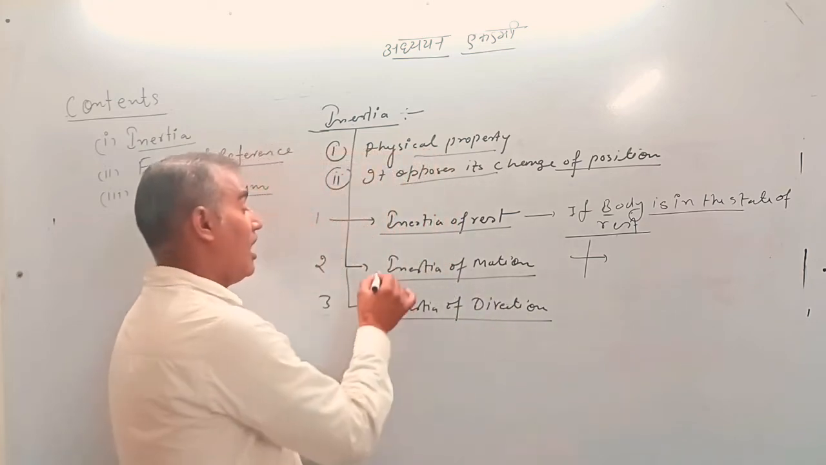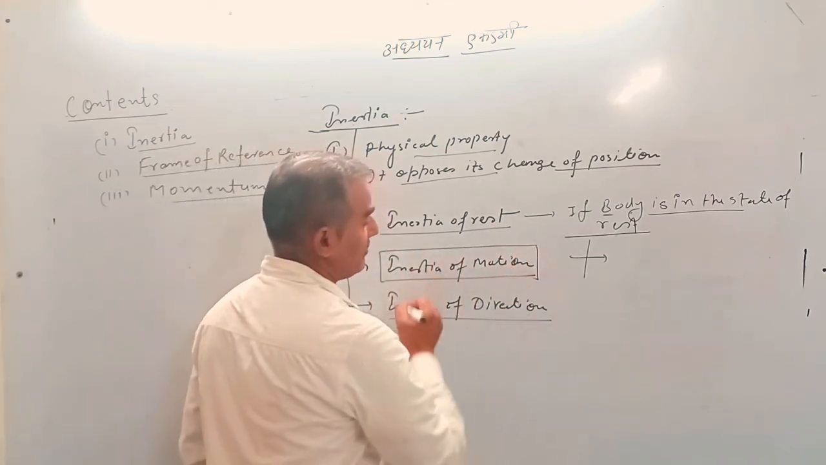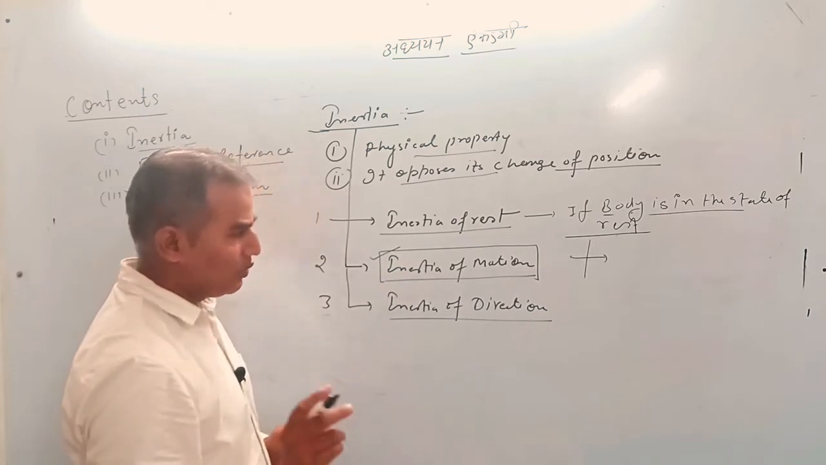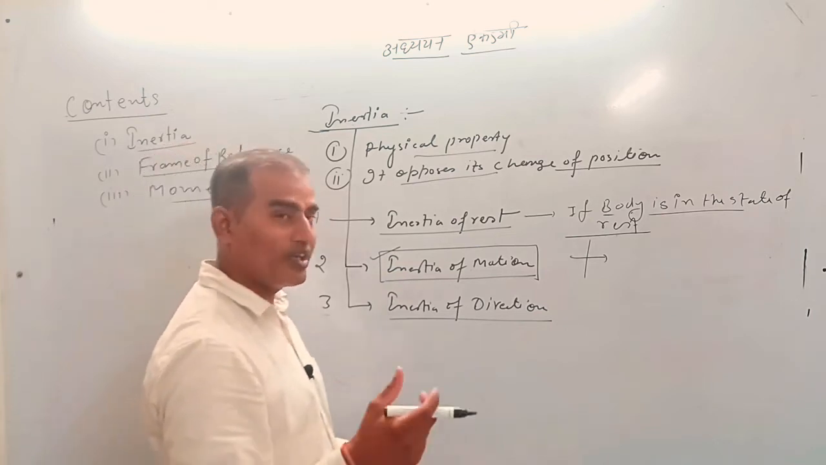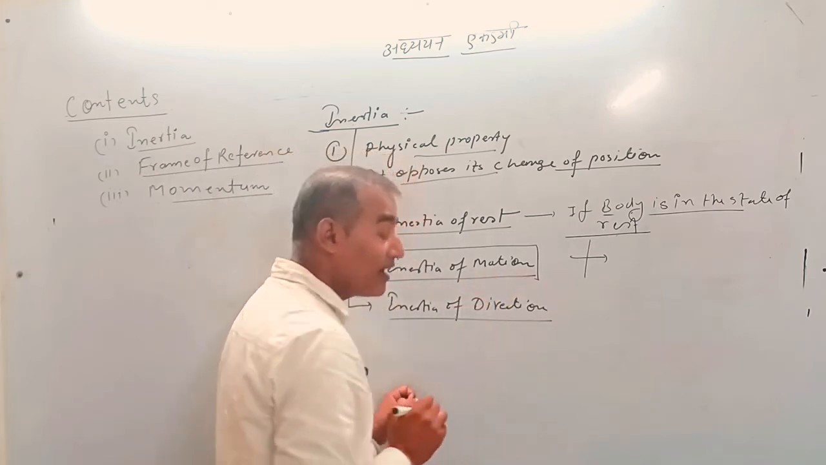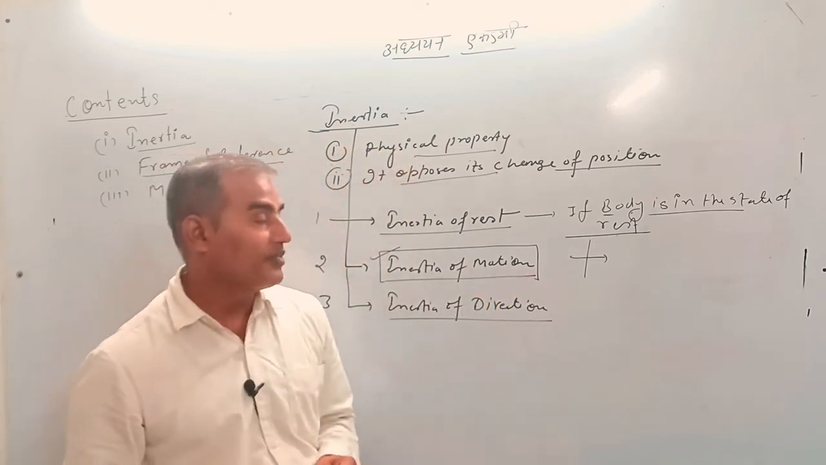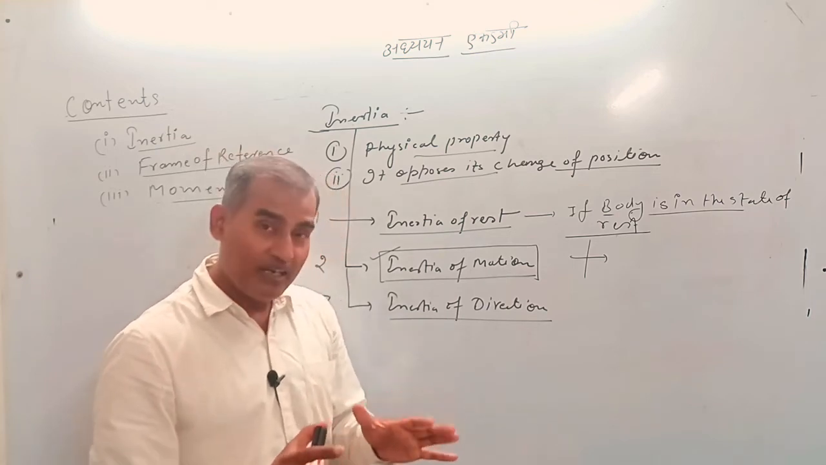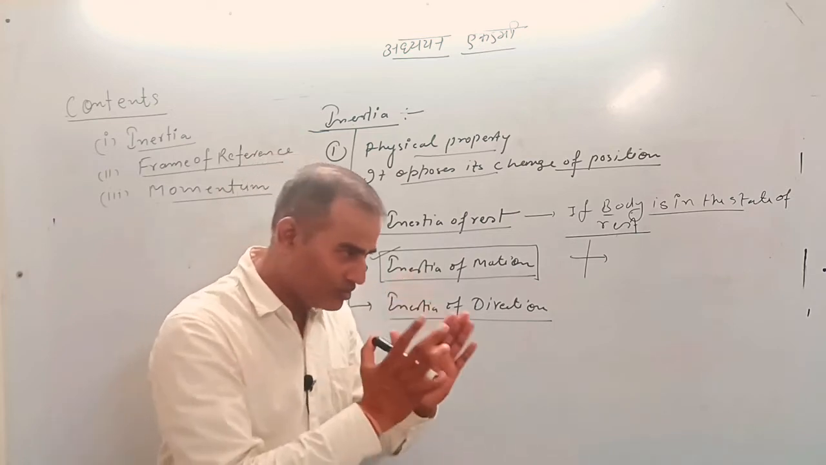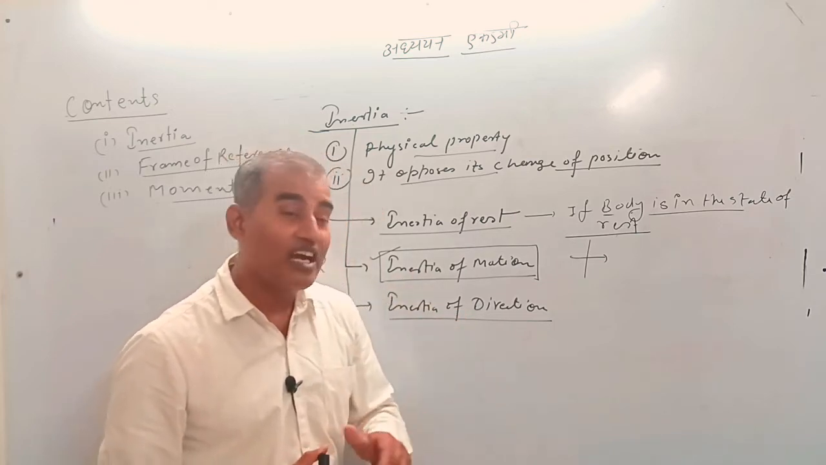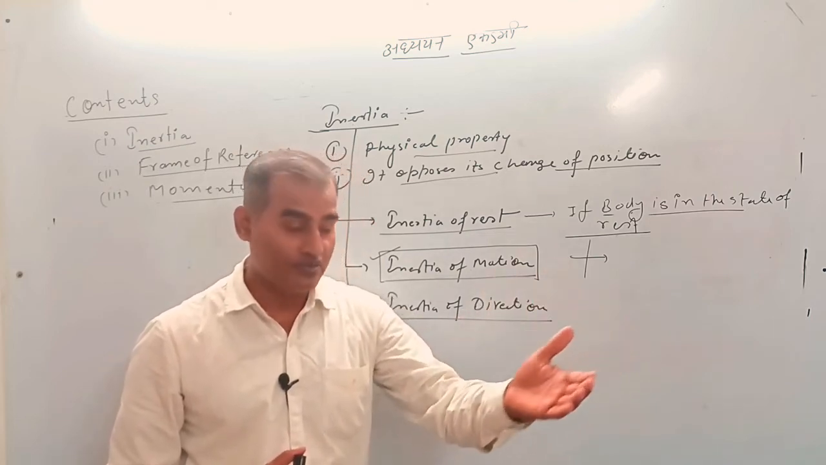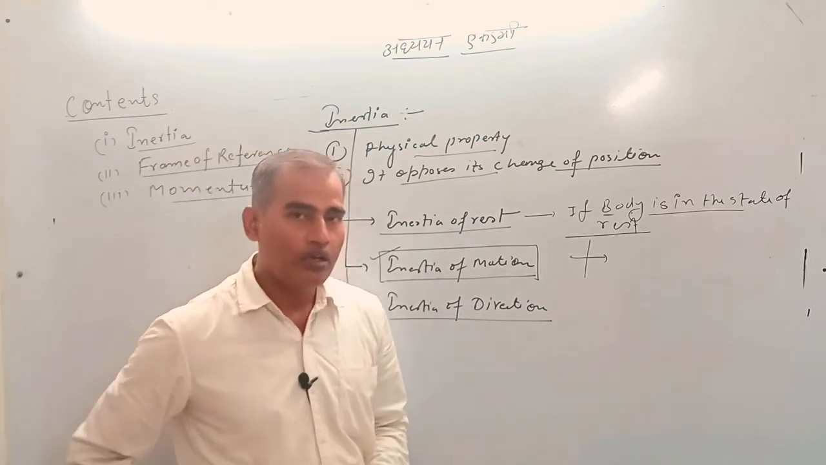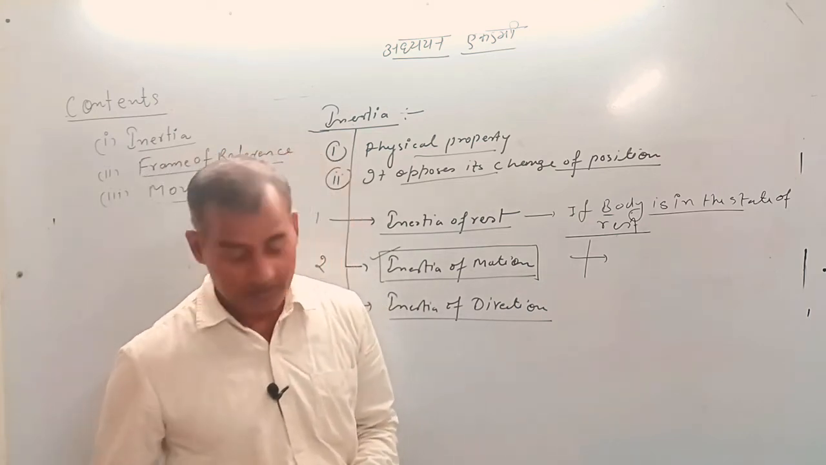Inertia of motion क्या है? अगर कोई बॉडी मोशन में है तो मोशन में ही रहेगी. अगर उसकी स्टेट को आपने चेंज किया वो उसको रेजिस्ट करेगी. Inertia of motion, जैसे example, बस रन कर रही है और ड्राइवर ने बस को suddenly stop कर दिया, suddenly रोक दिया, तो आप बस में आगे की तरफ झुक जाते हैं. You lean forward. This is the basic condition of inertia of motion.